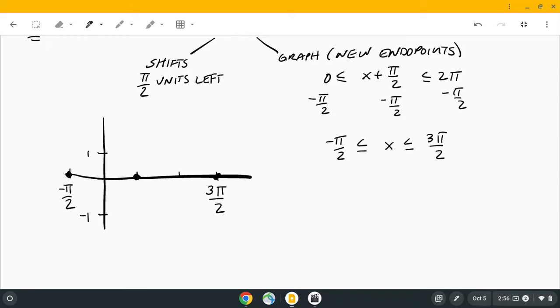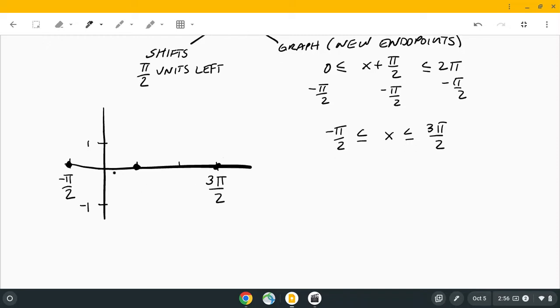Halfway between. If you are ever curious, okay, well, what is that? How do I know that's halfway between? You could always just take the average of your endpoints. You find the average by adding and dividing by 2. So here it's pi over 2.